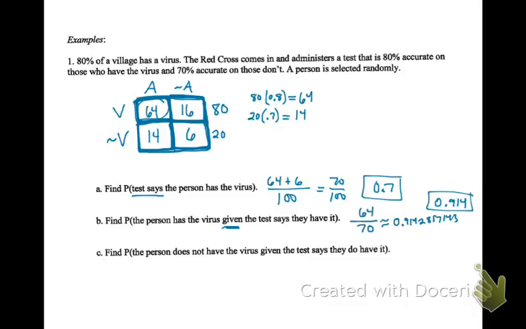Now letter C. Find the probability that the person does not have the virus, given that the test says they do have it. So given means we're dealing with another conditional probability. So we're still out of 70, because we're still dealing with given that the test says they have the virus. And where they don't have the virus would be that 6%. 6 divided by 70 is approximately 0.0857142857. So 0.086.